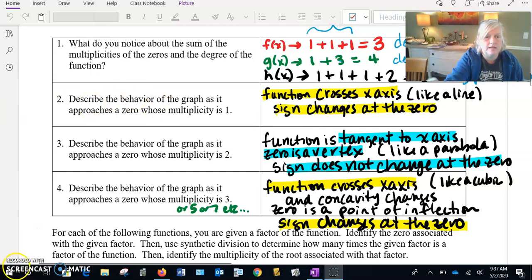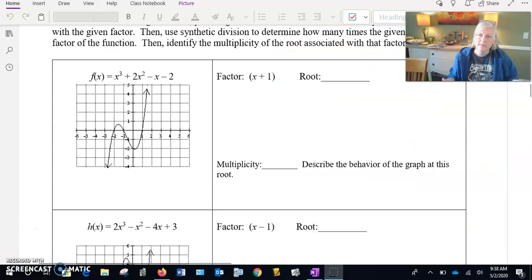Let's scroll down and see what the next section is. All right, so for the next section, what we're going to do is combine together what we did in the previous section with synthetic division in finding the zeros and finding their multiplicity using synthetic division, as well as taking a look at this. So when I look at this factor x plus 1, that means that our root is going to be -1.